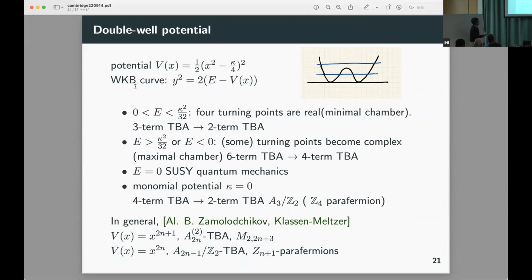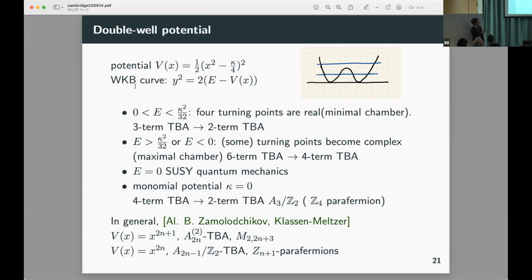So in the case of the quartic potential, this happens in this way. For this energy level, all turning points are real, and if the energy grows, two turning points stay, and the other two turning points go into the complex plane. So this is regarded as a wall crossing phenomenon, and we have some different TBA descriptions.